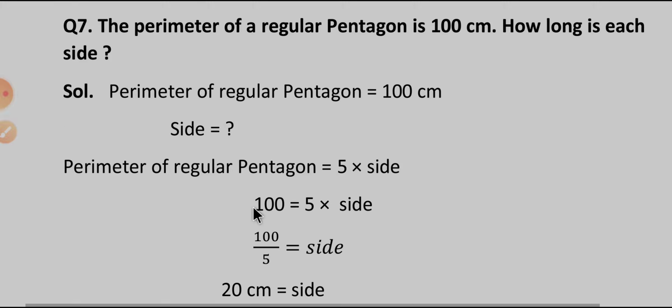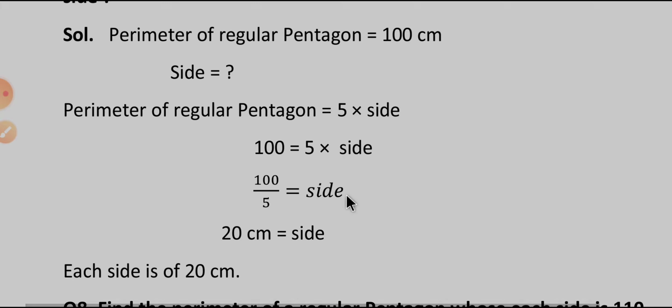So write the formula: perimeter of a regular pentagon. A regular pentagon means how many sides are there? 5. So 5 multiply side. The perimeter of the regular pentagon is given as 100 centimeters. So write here 100 equals 5 multiply side. As we have seen in the last question, 5 will change into divide here. So 5 twos are 10, 20 centimeter. If you divide 100 by 5, you will get 20 centimeter.